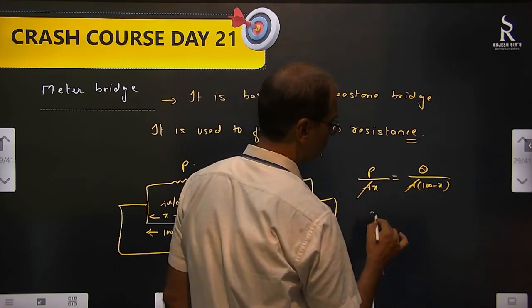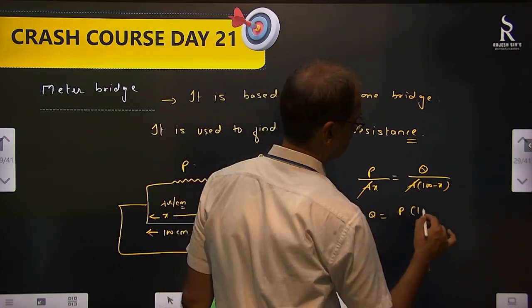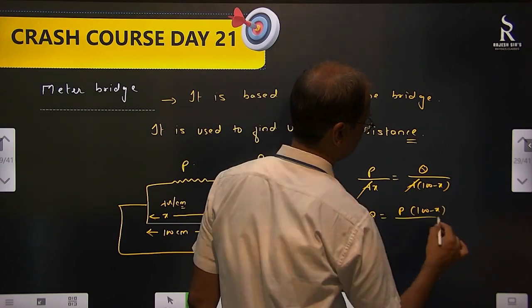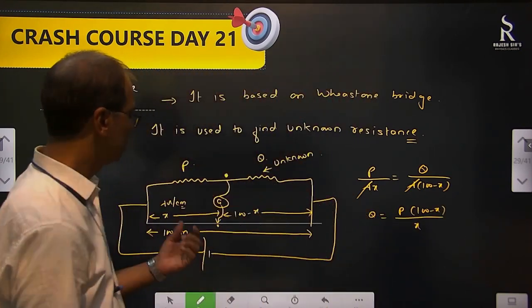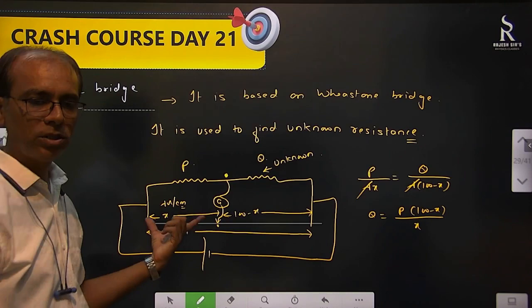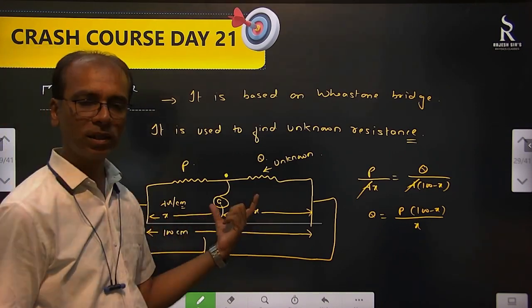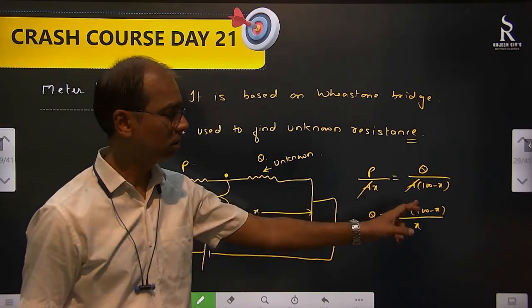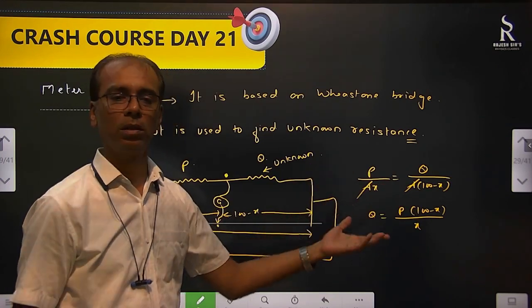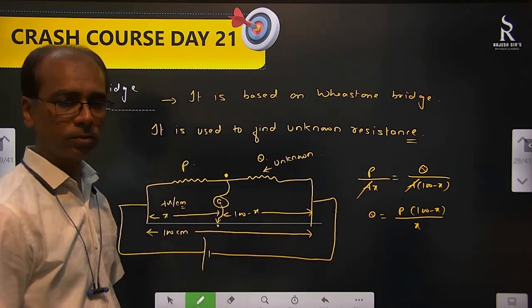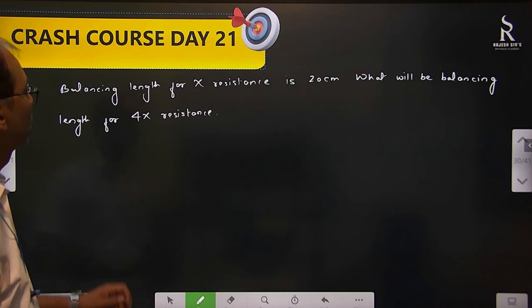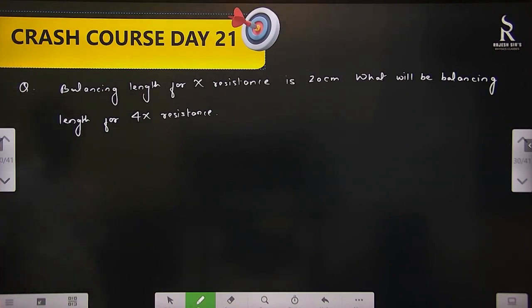Lambda gets cancelled. What we have to find is the Q value. So Q equals P into 100 minus X by X. X we know because X is a length we can measure. 100 minus X is also a length we can measure. P we also know. So Q we got it. That's the meter bridge. Let's see what questions are there.